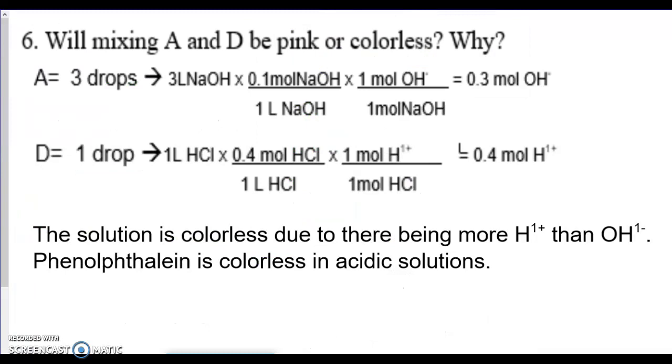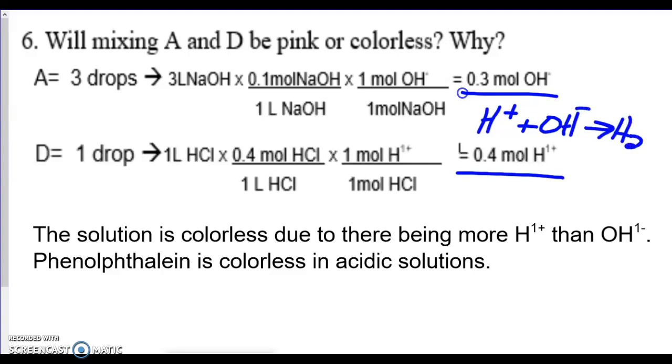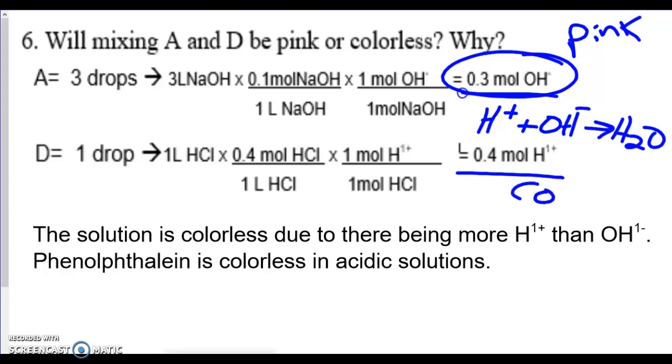Number 6, will mixing A and D be pink or colorless? Well, if I look at that math, I see that I have 0.3 moles of hydroxide and I have 0.4 moles of hydrogen ion. Hydrogen ion comes in contact with hydroxide ion, and those two make water. If I have extra hydroxide ions left over at the end and there's phenolphthalein there, it'll be pink. And if there are no hydroxide ions left over at the end and there's phenolphthalein, it'll be colorless.